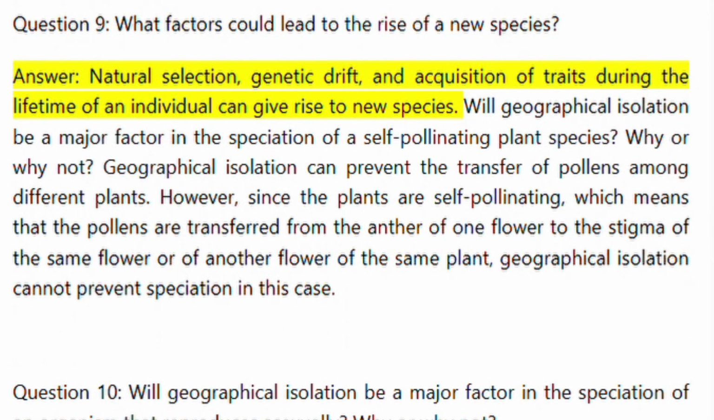Question 9. What factors could lead to the rise of a new species? Answer. Natural selection, genetic drift, and acquisition of traits during the lifetime of an individual can give rise to new species.